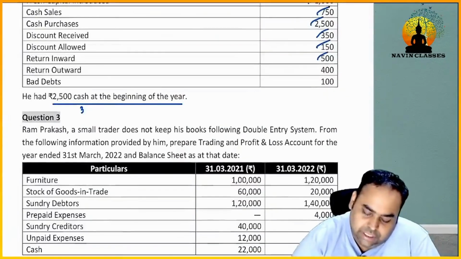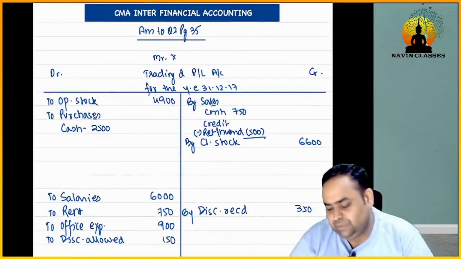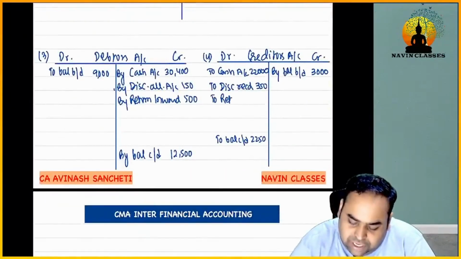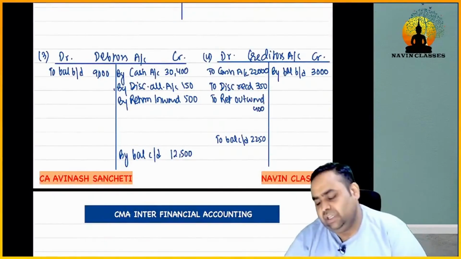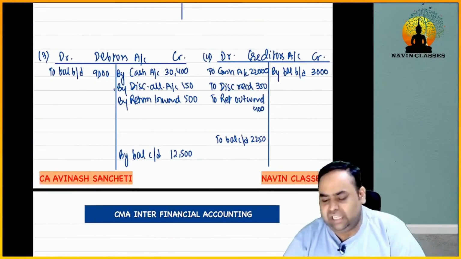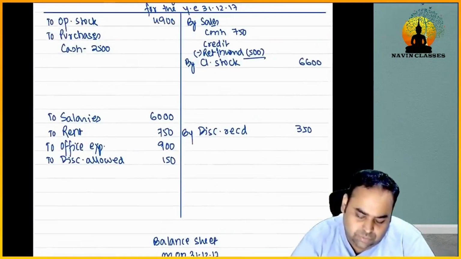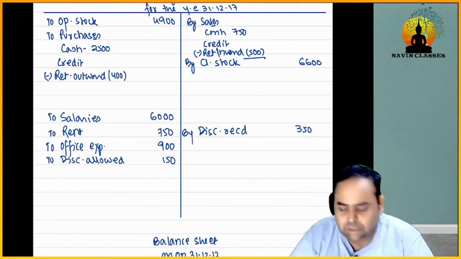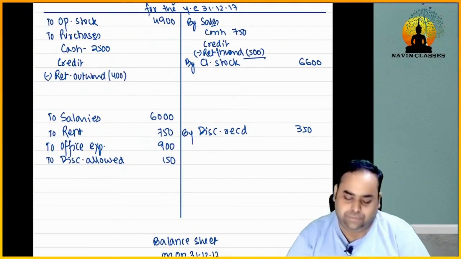Next, return outward is 400 in creditor account. To return outward, write creditor to purchase returns 400. This return outward will be lesser than the purchases. Credit purchase is not known to us yet, less return outward 400. Return outward is 400.